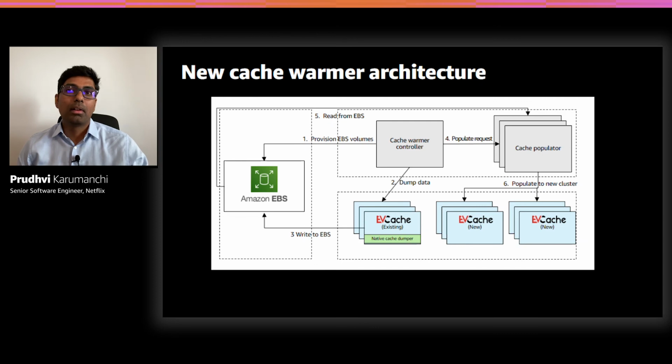And in this diagram, if you see, we have also introduced a new component for the dumping, which is the native cache dumper. The dumping activity that was done by the JVM has been completely rewritten in C++ to be memory efficient, and it has worked phenomenally great for us.